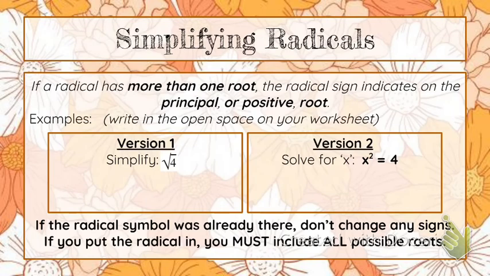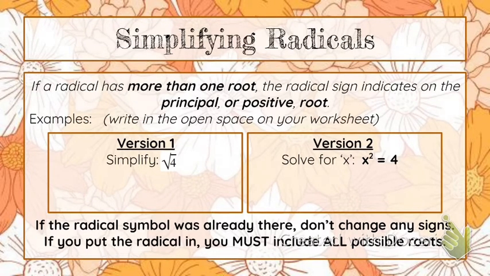The next section of your notes talks about simplifying radicals. So real quick, it gives you a note. It says if a radical has more than one root, so if it's an even index, then the radical sign indicates only the principal or positive root. So it's kind of like saying this is the most important root, or the traditional one. It's called the principal root, and it is the positive one.